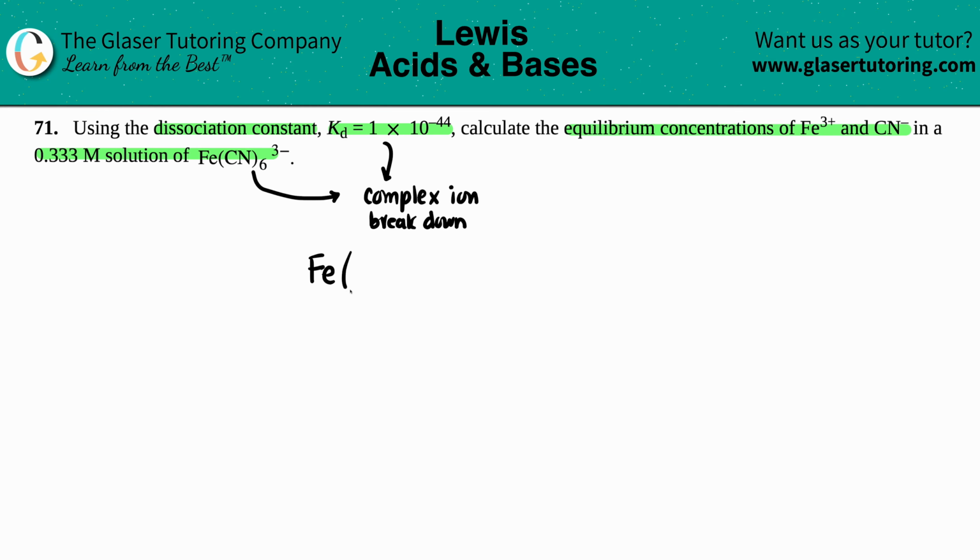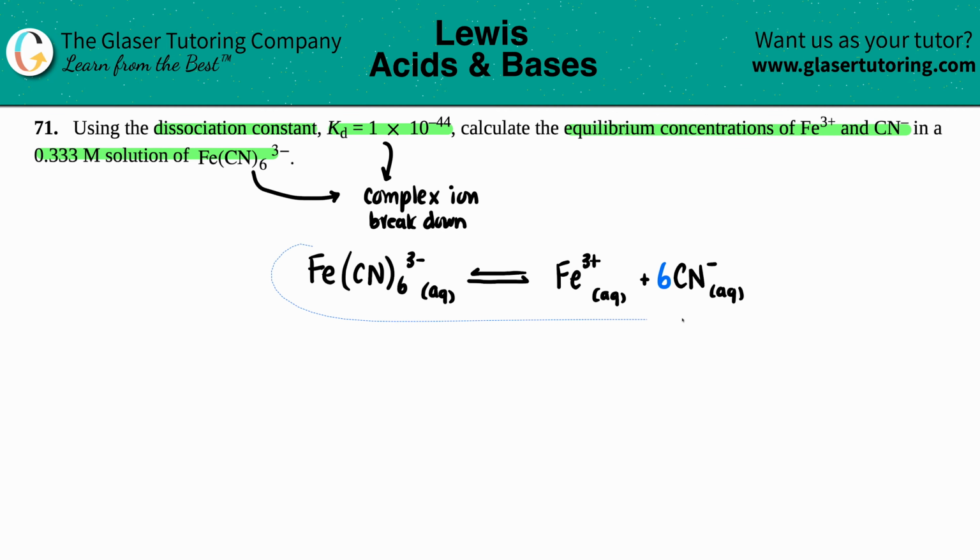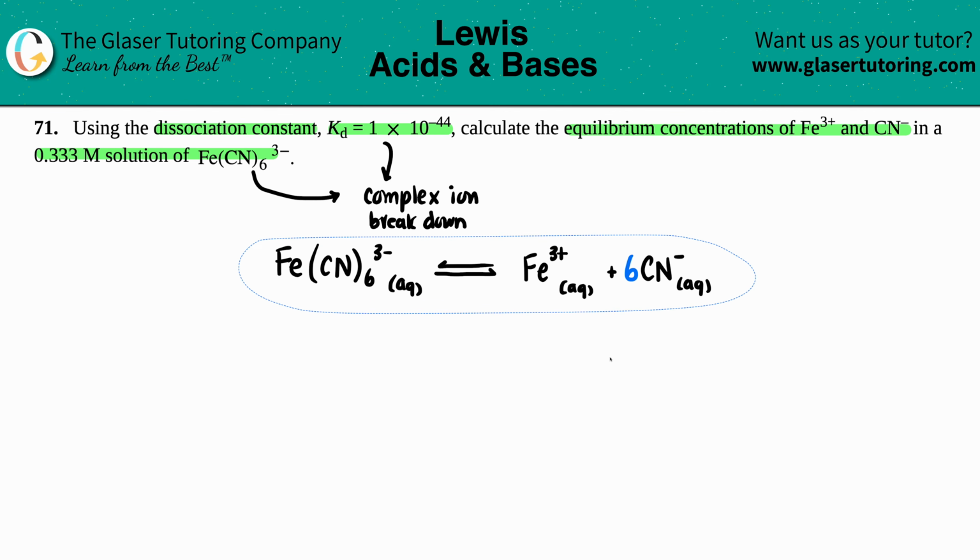Fe(CN)6, and that's a 3-. It's a charge, which means that it's aqueous. And this dissociates, breaks down into the two charges. So we have Fe3+, that's also a charge, so that's aqueous. And CN-, that's a charge, so that's aqueous. Just make sure that it's balanced. There's 6 cyanides, 6 CNs, so I do have to put a 6 in front of here, but now I see that it's balanced. Okay.